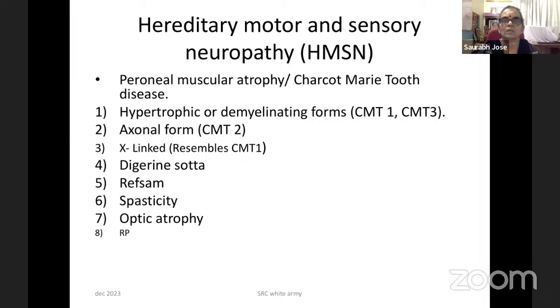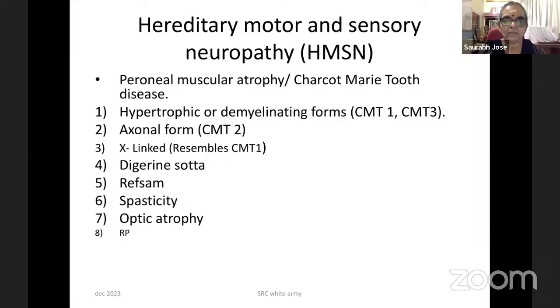And what is the classification of hereditary motor and sensory neuropathy? Otherwise, we used to call them Charcot-Marie-Tooth disease, peroneal muscular atrophy. Under this, we have the old classification. The newer revised classification is based on genetics and pathology, but this one is for the bedside. Type 1 is the hypertrophic or demyelinating form, where you will have areflexia, inexcitable nerves, and significant weakness. The nerves are palpable and nerve conduction is very bad.